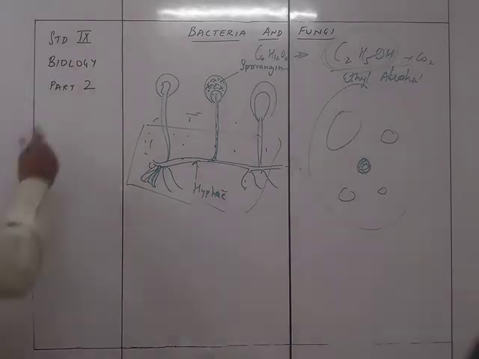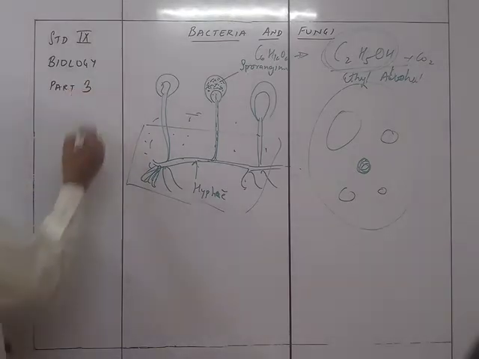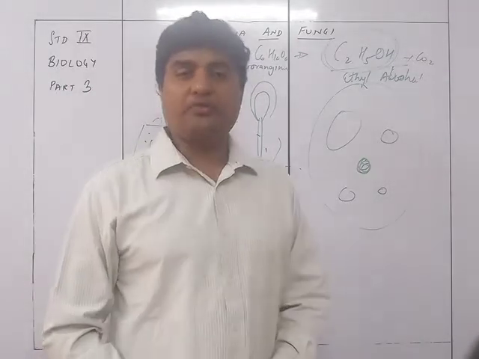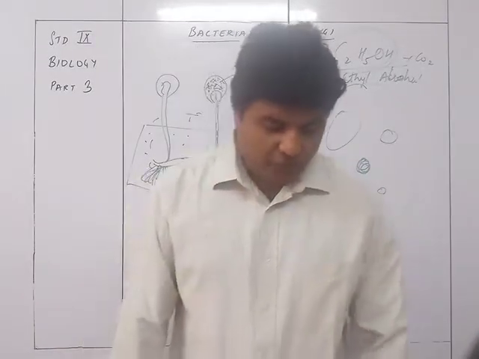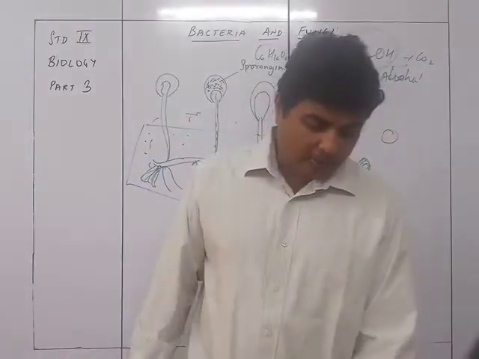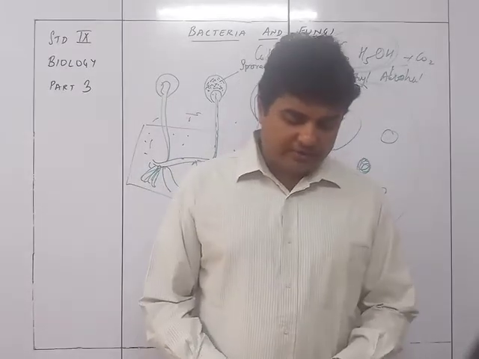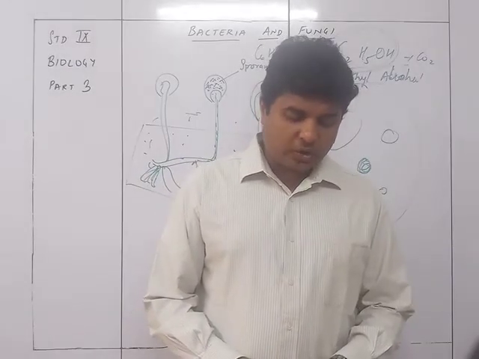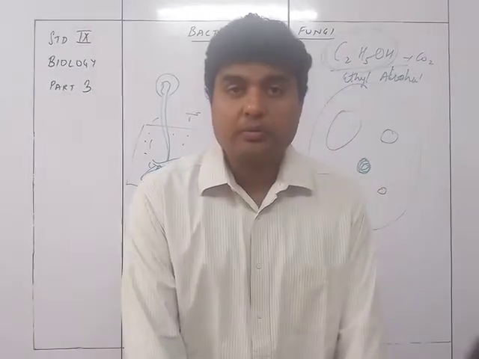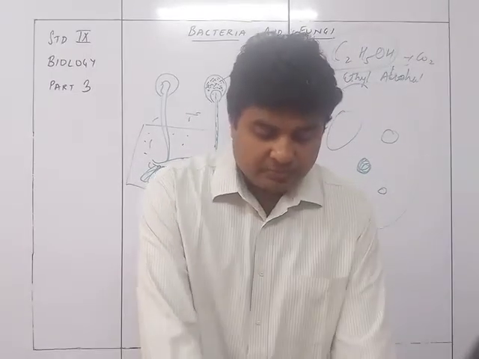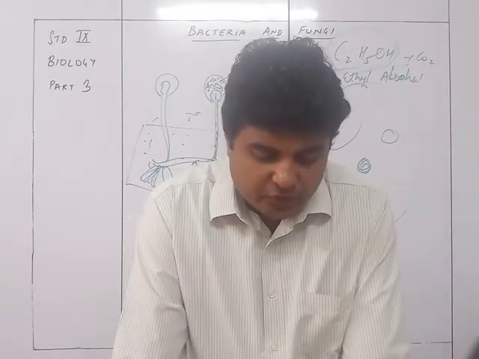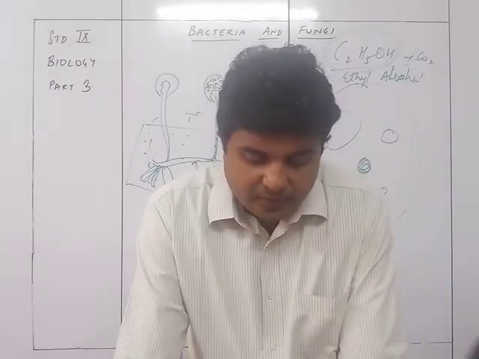So we continue with the fungi part. Now we see the useful role of fungi. First is antibiotic. An antibiotic is a chemical substance produced by a living microorganism which can stop the growth of or kill other microorganisms. The first antibiotic was penicillin, produced by a mold. You have read about it in the earlier part.